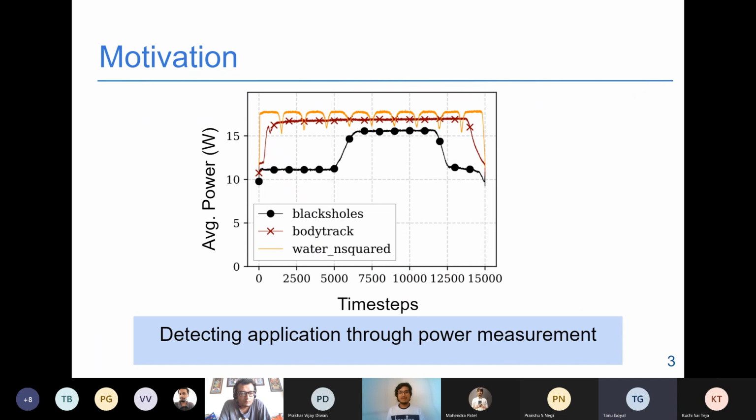This is an example of how Eve can use the power measurements to find out which application was running on Alice's computer. On this graph, the y-axis is the average power and the x-axis is the time steps. The three plots correspond to three different applications: Blackscholes, Bodytrack, and Water Spatial. You can clearly see that the plots are distinct. You have distinct patterns for each of the three applications, and using the plots, you can identify which application might have been running on Alice's computer.